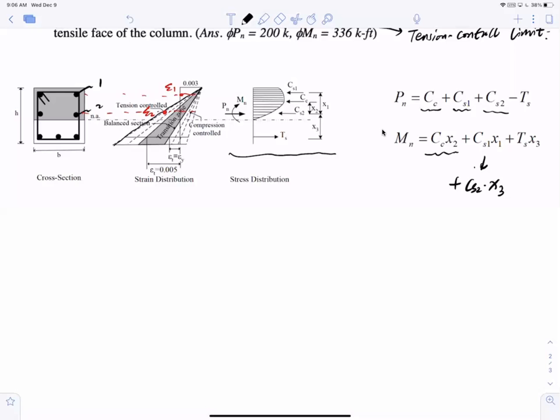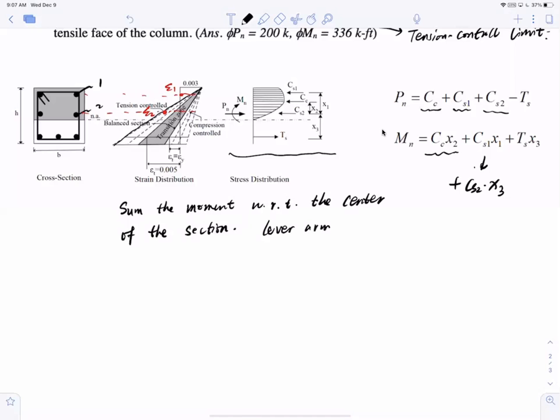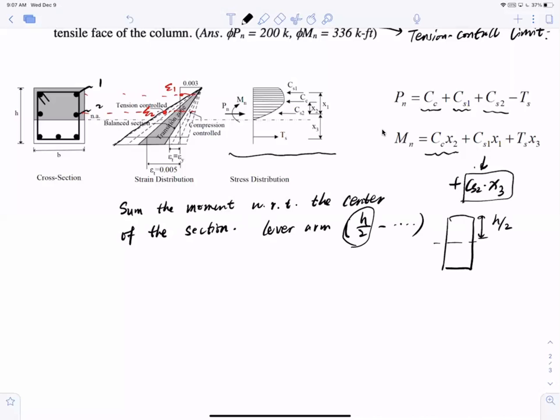So in our homework, in our previous lecture notes, we sum the moment with respect to the center of the section. So that means everything in terms of lever arm is in the form of half h minus blah, blah, blah. That means when you sum the moment, you're summing from the half h distance. So in that case, you do have to consider the moment from the additional layer of reinforcement.